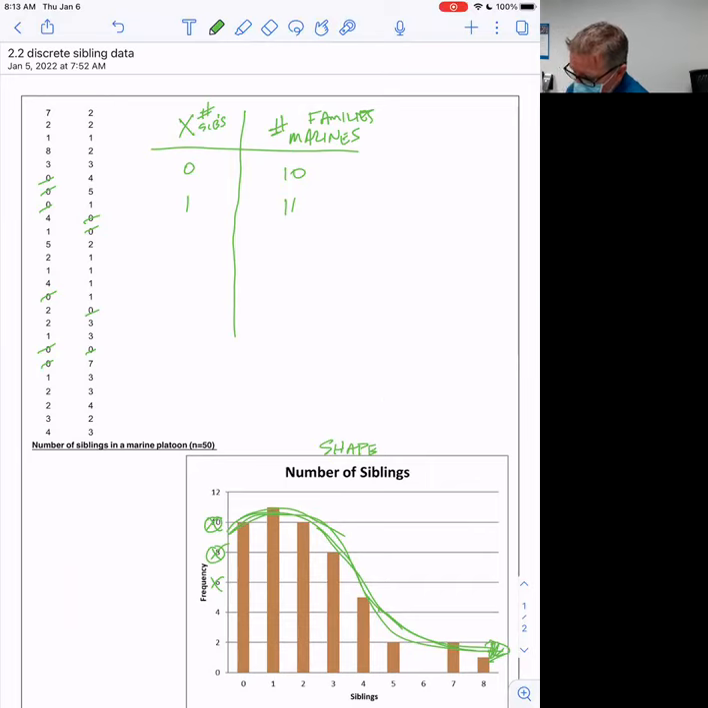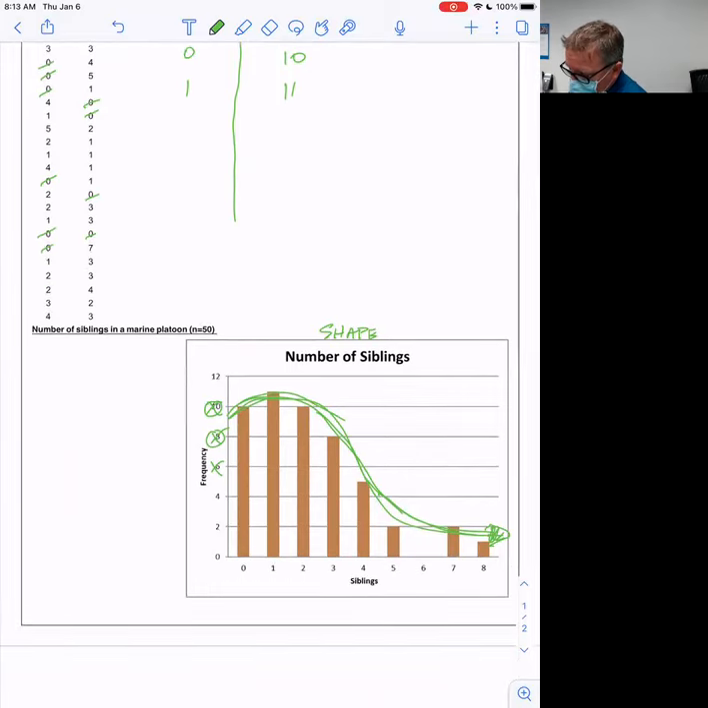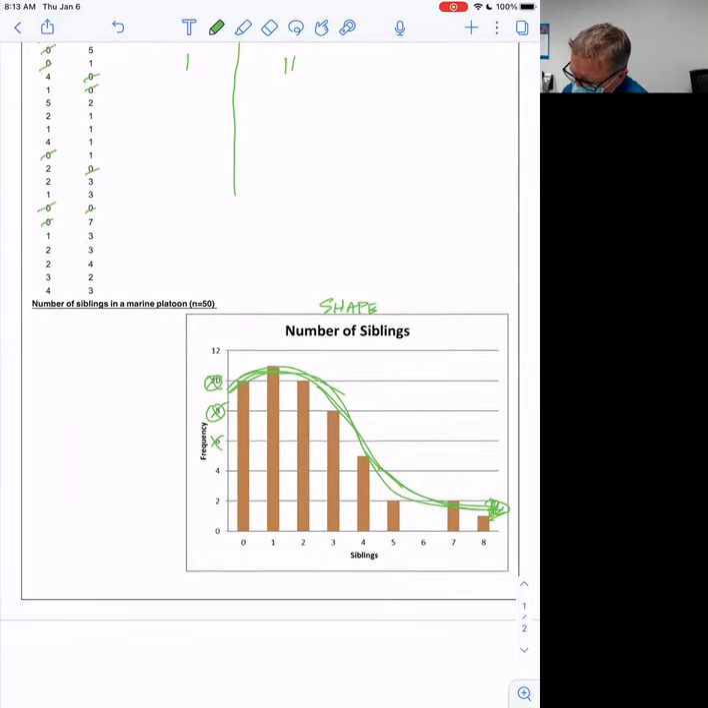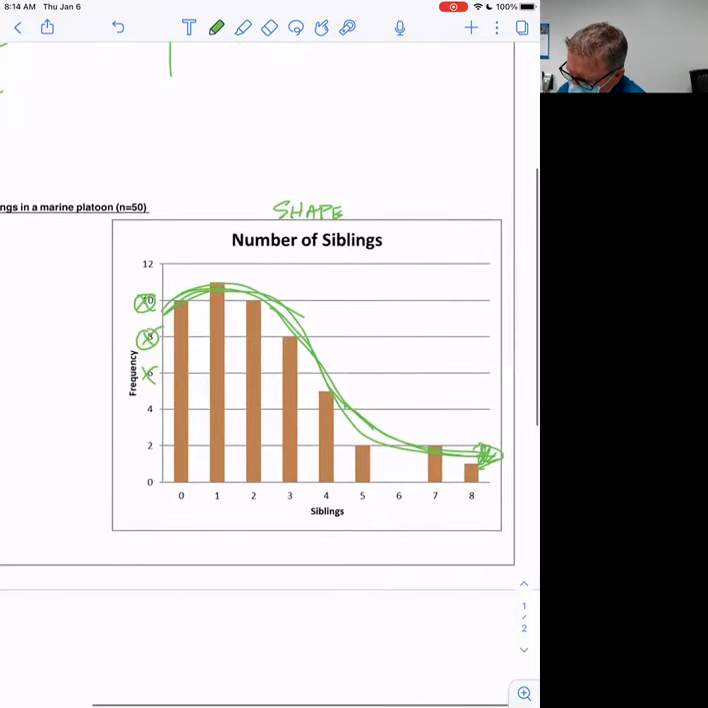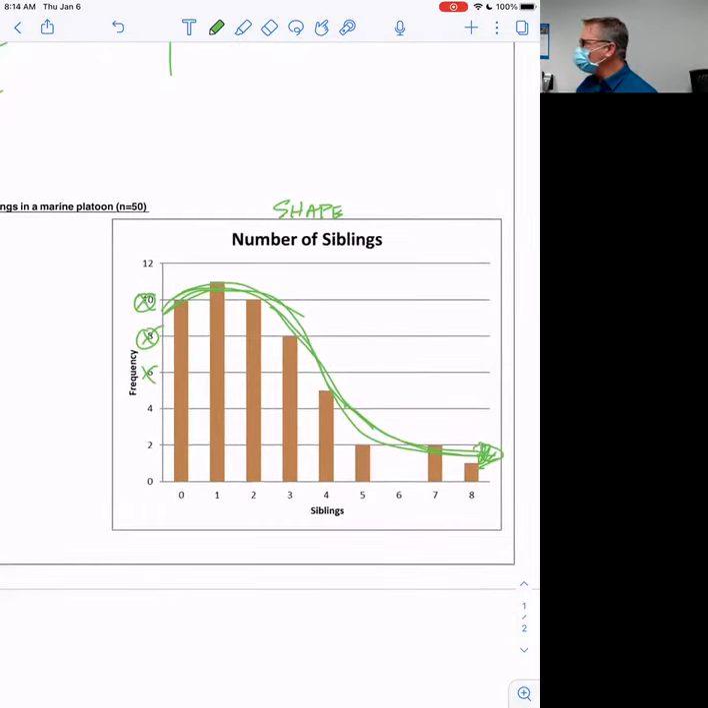Then, of course, I'm just going to go down here and physically make that graph. Is this graph good? Would it go in a magazine, so to speak? Could you publish this? Has it got everything you need so that somebody would understand it?